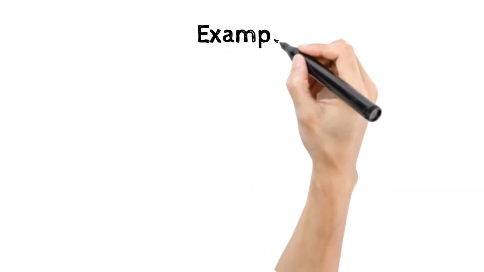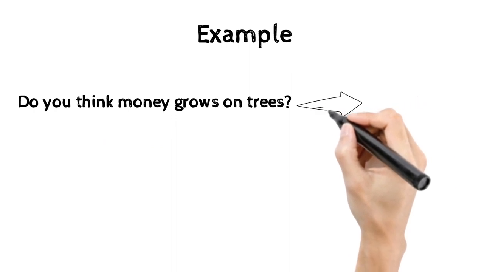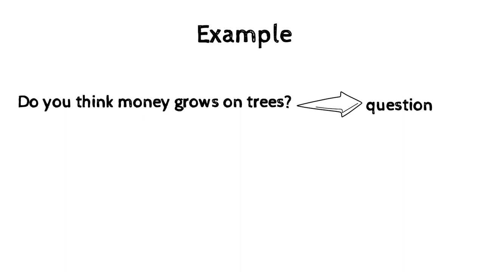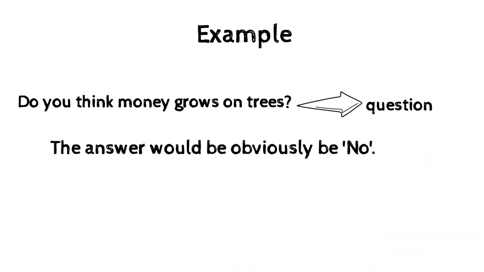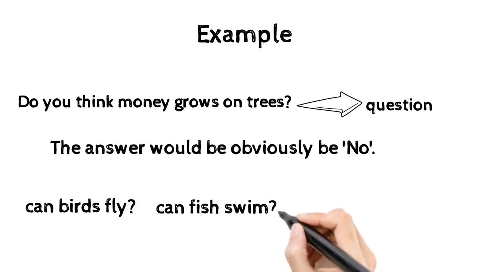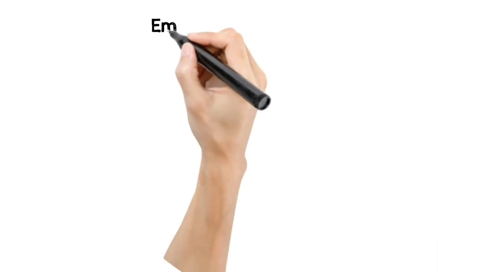For example, you can see here, do you think money grows on a tree? This is a question. We know that money doesn't grow on a tree, right? So, the answer would be an obvious no. We already know these answers, but we simply ask. So, these are all rhetorical questions. Can birds fly? Yes. Can fish swim? Yes. Can dogs sing? No. These are rhetorical questions.